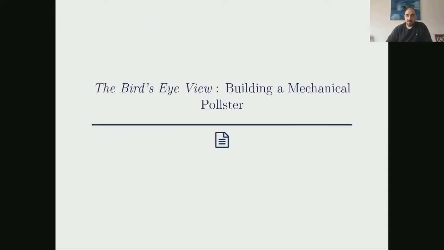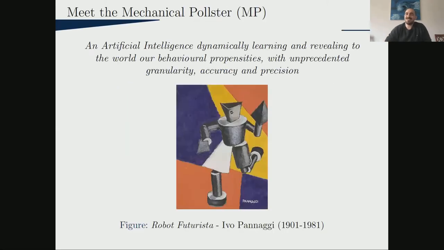So to start with, what does it mean to build a mechanical pollster? Well, first, let's meet the mechanical pollster. In my mind, he is an artificial intelligence dynamically learning and revealing to the world our behavioral propensities with unprecedented granularity, accuracy, and precision. You can imagine this is just a pollster, but the difference is that it's automatically producing output at the deepest crosstabs in real time, and it's free for everyone. So everybody has access to this information, and it's unbiased to the extent that any machine is unbiased compared to a human, let's say.